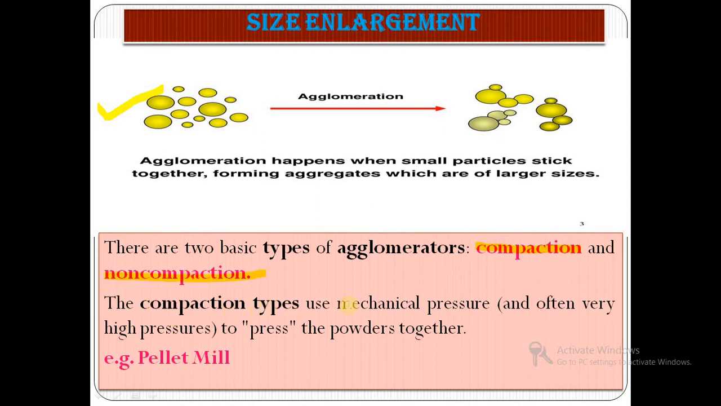The first one is a compaction technique and the second one is a non-compaction technique. The compaction type uses mechanical pressure. Compaction means pressure is applied, and in compaction very high pressure is applied to press the powder together, that is, combine it together. An example is a pellet mill. In this size enlargement technique we will highlight the compaction technique, and the example is the pellet mill technique.